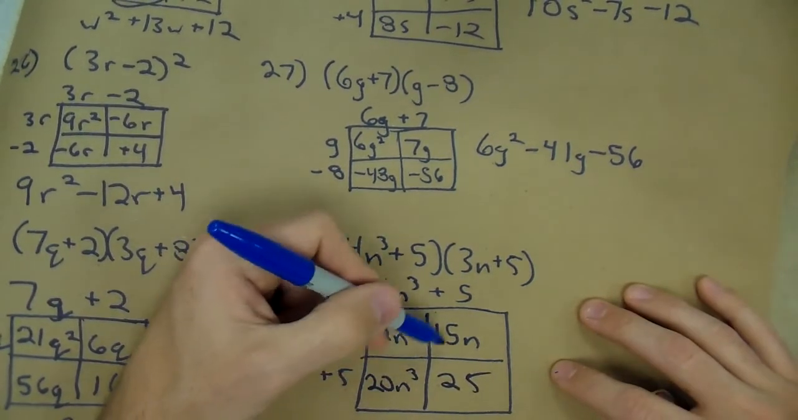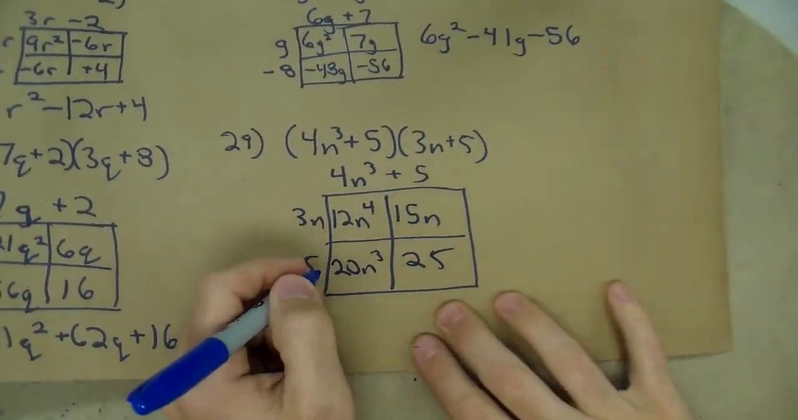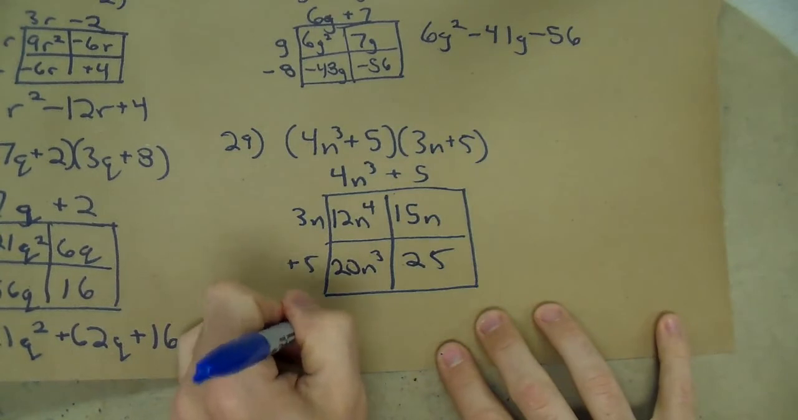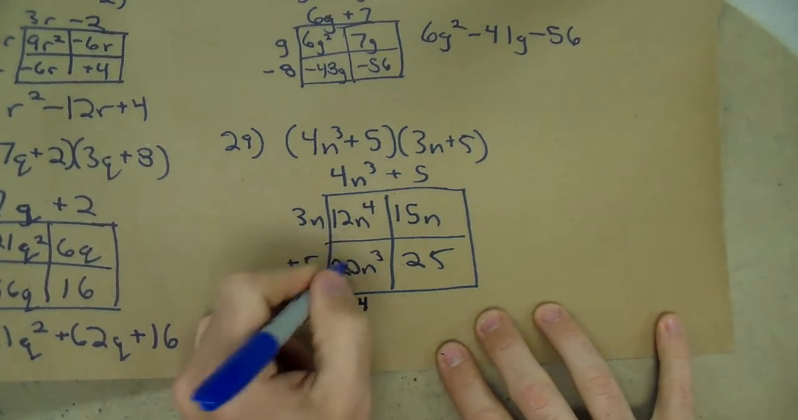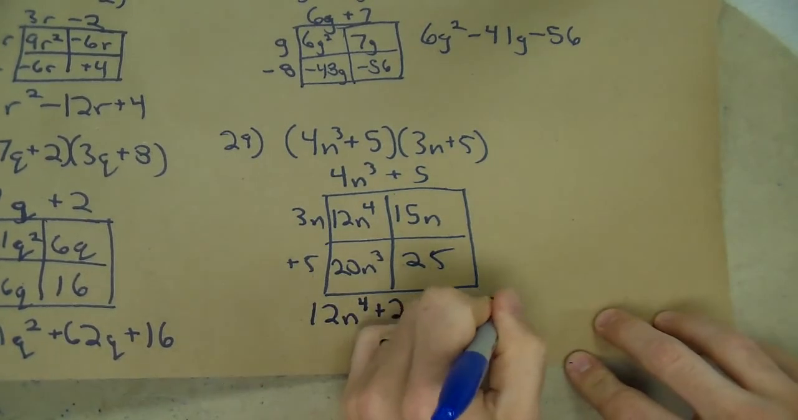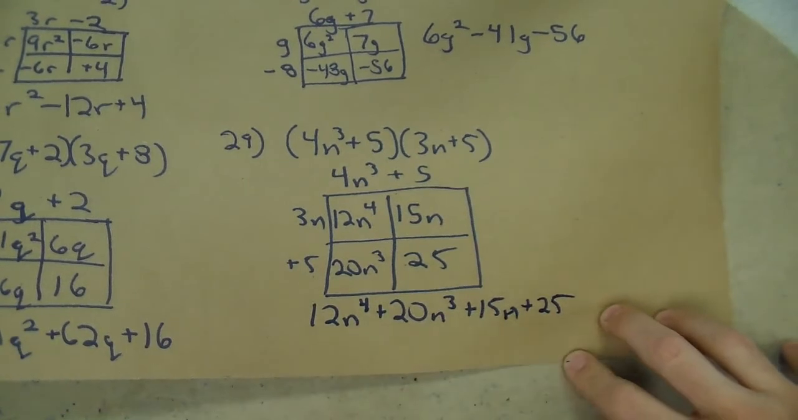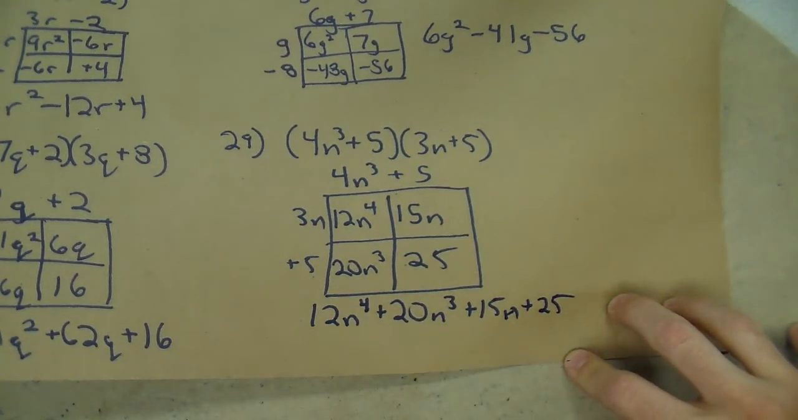Now in this case, these two are not like terms. I can't combine them, so I'm just going to write them all separately in the correct order. I get 12n to the fourth, next is 20n to the third, plus 15n plus 25. Now it's in descending order. They can't combine if they're not like terms, so I'll leave it as that.